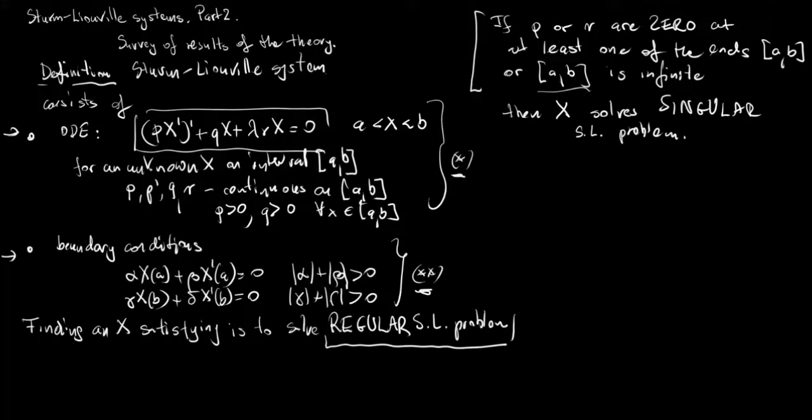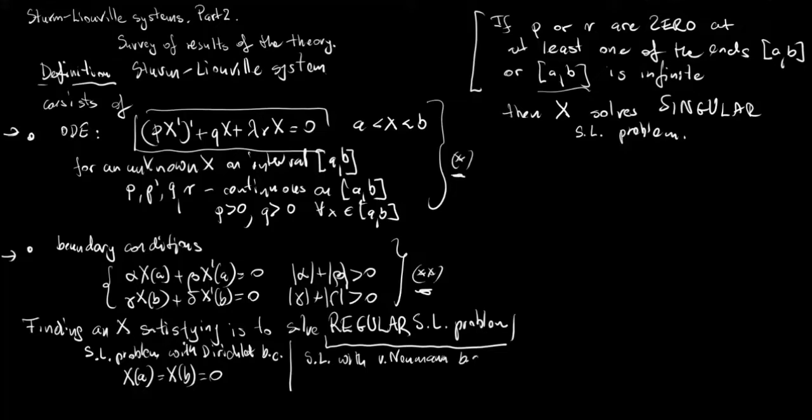Okay, among regular Sturm Liouville problems, we distinguish the Sturm Liouville problem with Dirichlet boundary conditions, a particular case of boundary conditions given by x at a equal to x at b equal to 0, and we also have a Sturm Liouville problem with von Neumann boundary conditions in which x prime at a is equal to x prime at b is equal to 0.